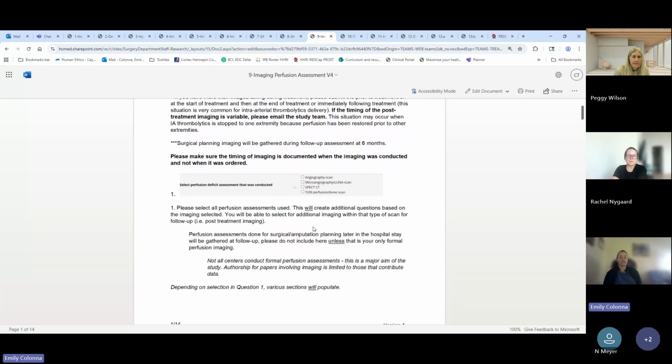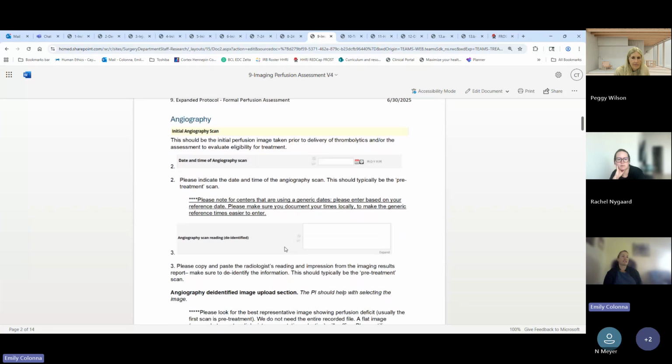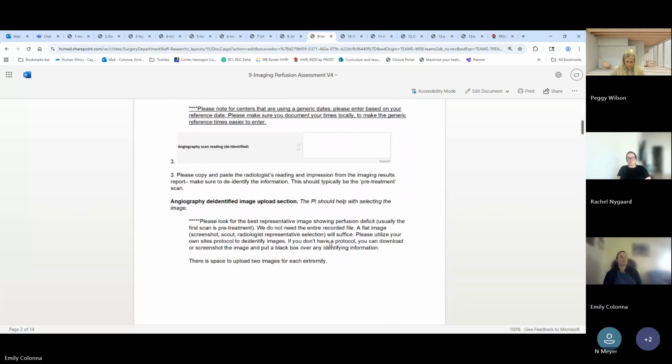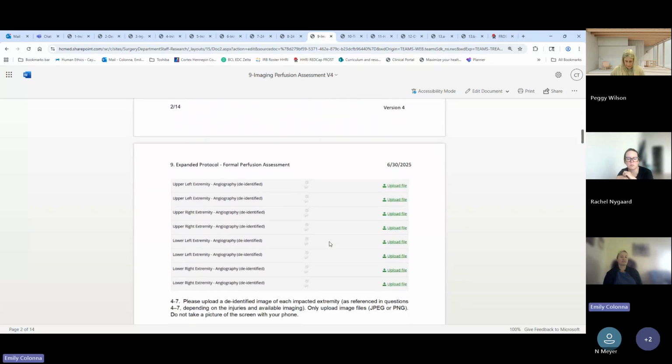Select all the perfusion assessments used, and this will create additional questions down below depending on what you select. So if you selected angiography, you could enter the date and time of that scan. Copy and paste the radiology reading, de-identified. And you can work with your PI or surgeons to select the best representable image of the perfusion imaging and upload that here. We don't need big files. Screenshots are fine if you guys are allowed to do that.